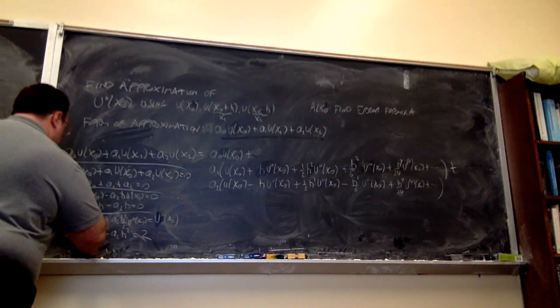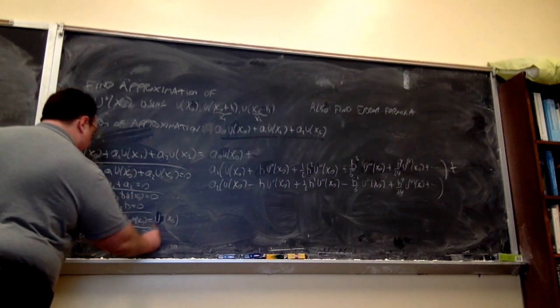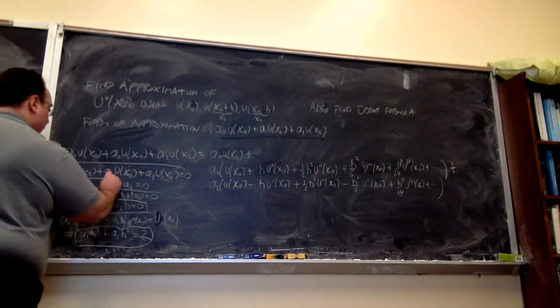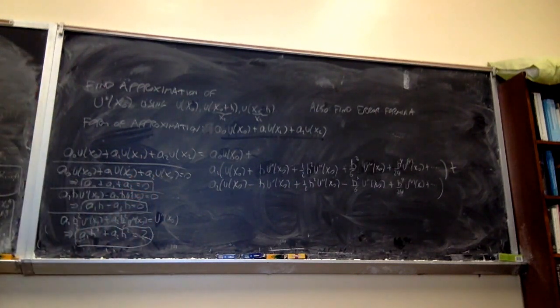So these three equations are exactly the equations that appear in the notes. So we can go ahead and solve that system. From this one, if we go ahead and divide by h, we see that a1 is actually equal to a2.